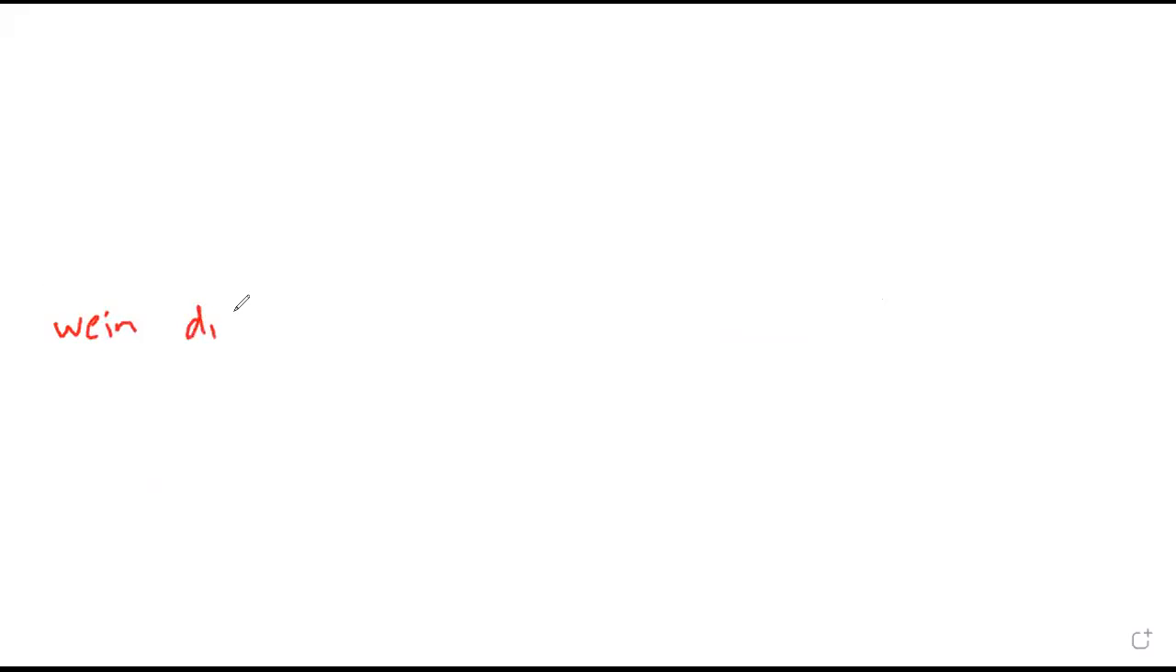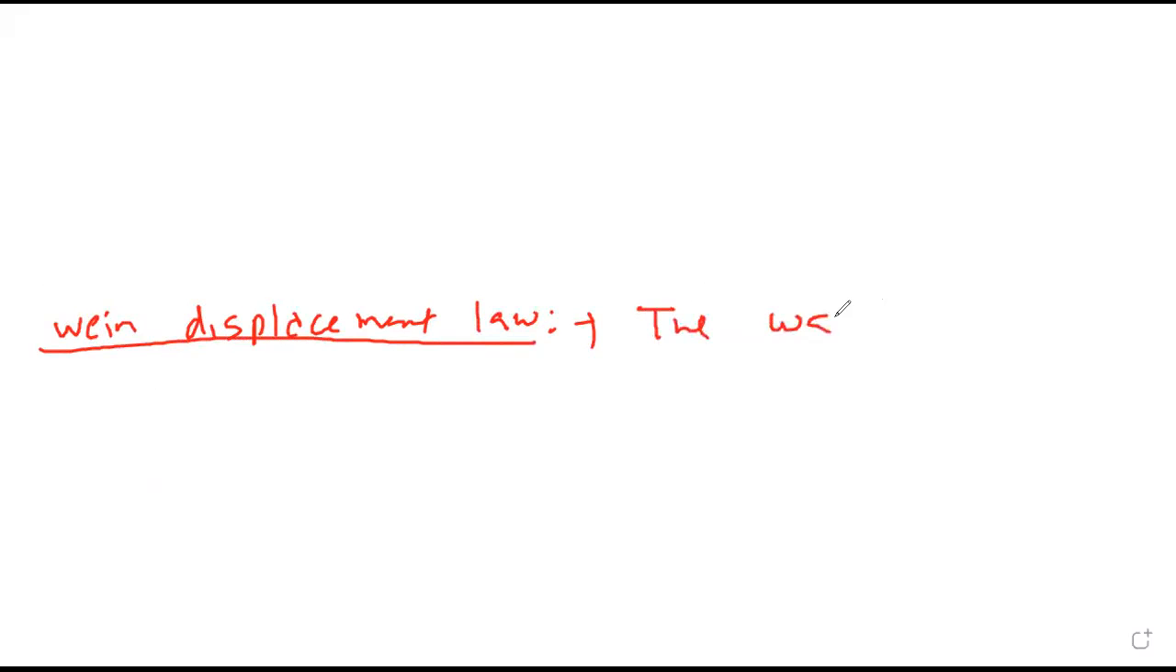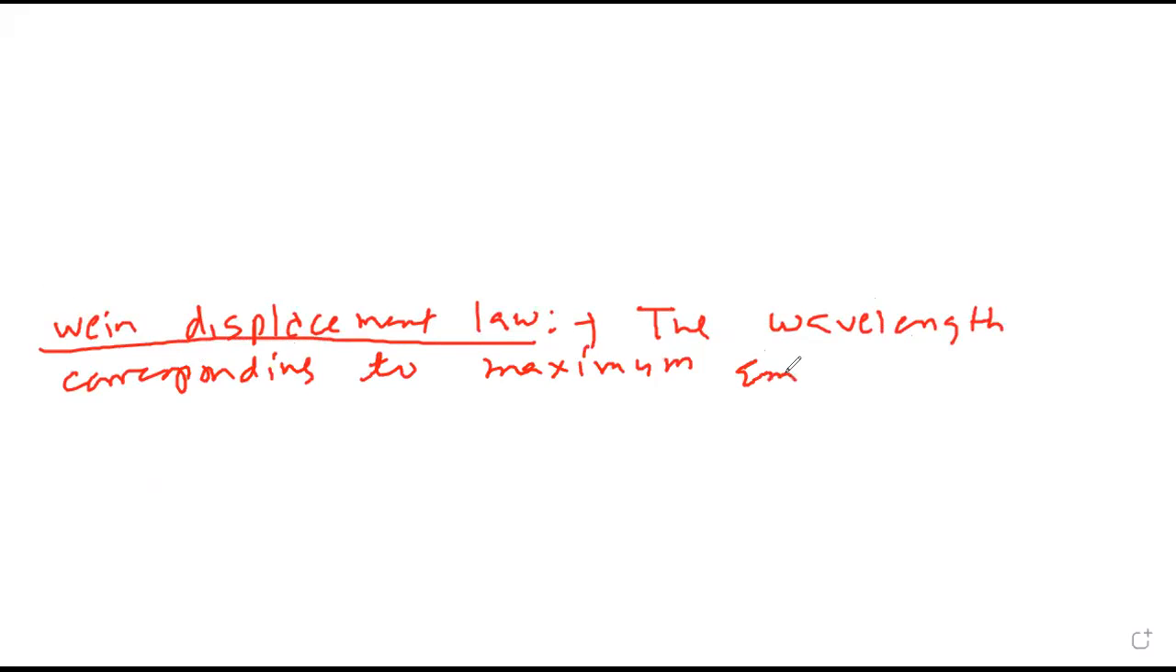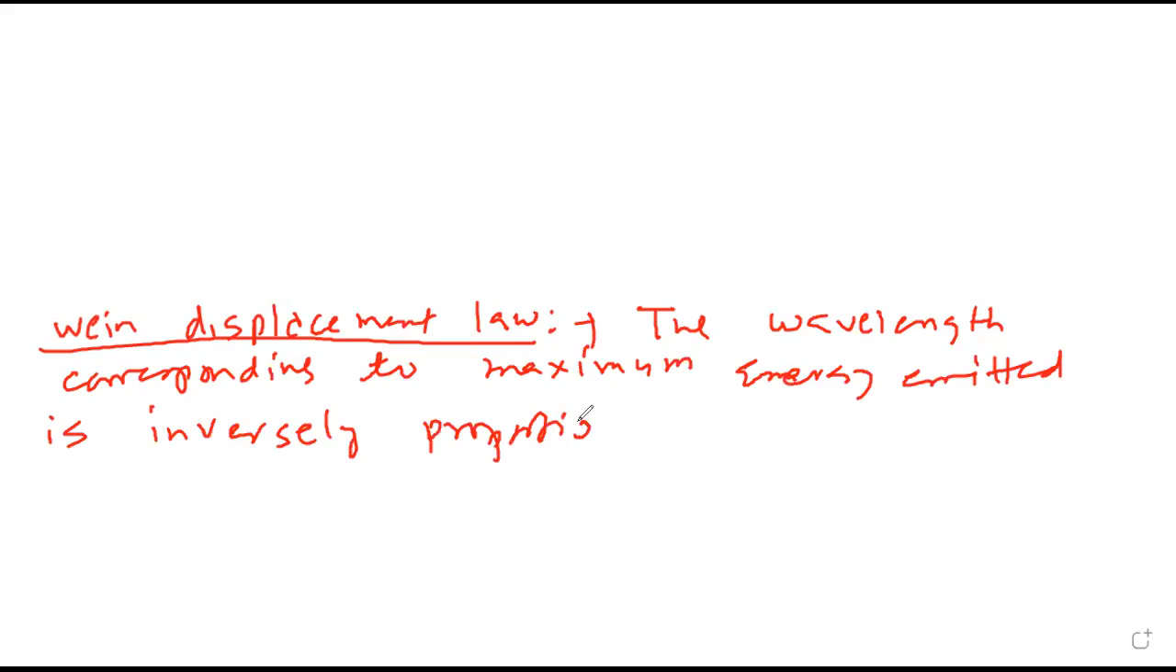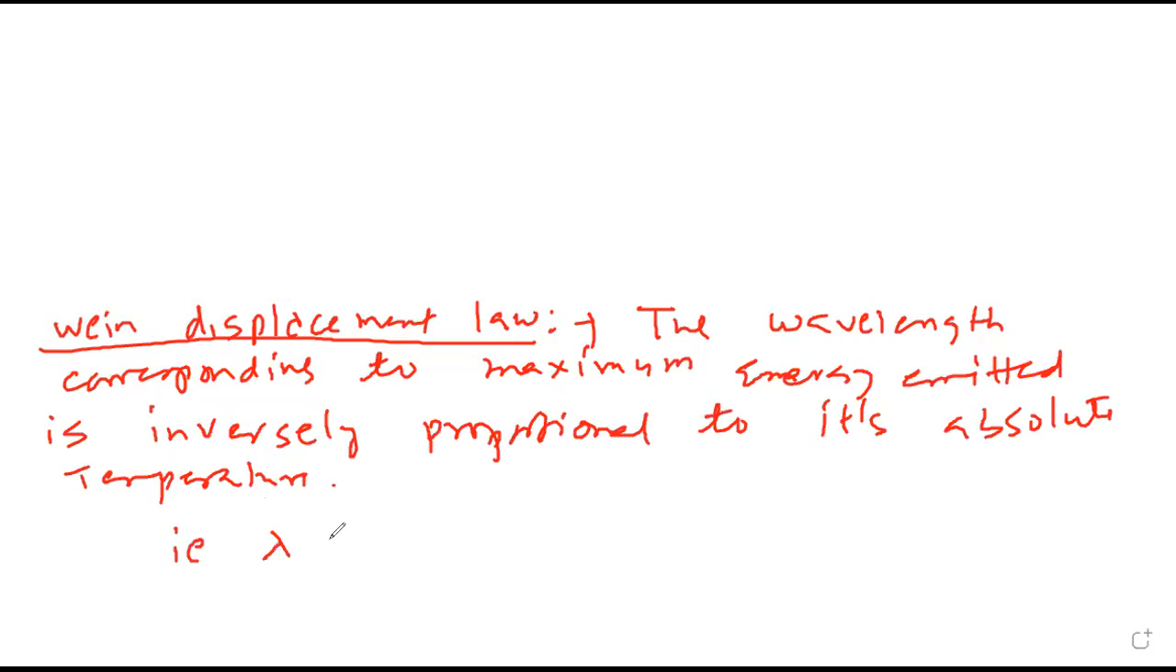Hence, Wien's displacement law. Wavelength corresponding to maximum energy emitted is inversely proportional to its absolute temperature. That is, lambda maximum is 1 upon T.